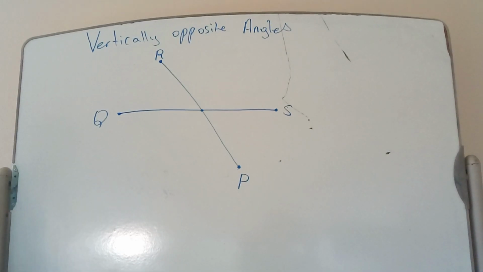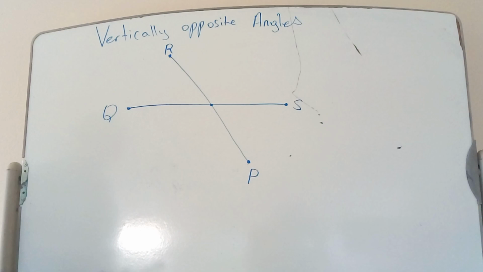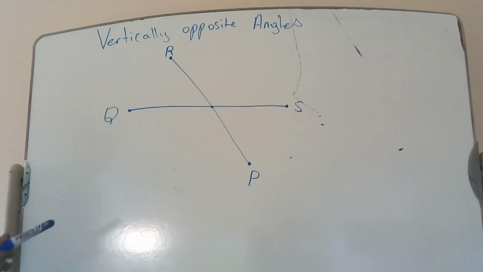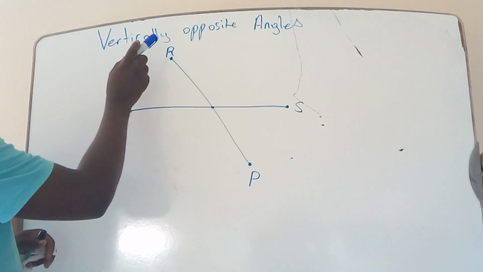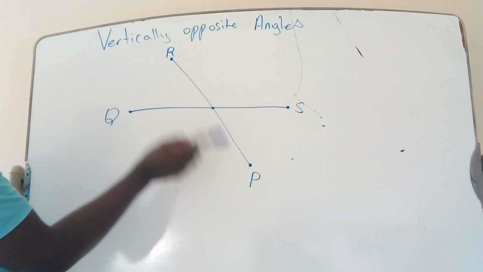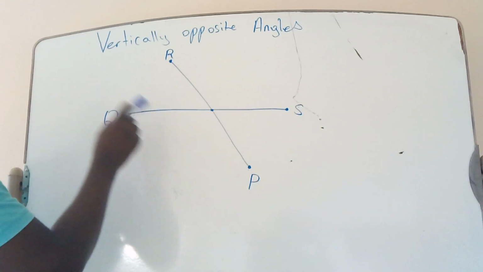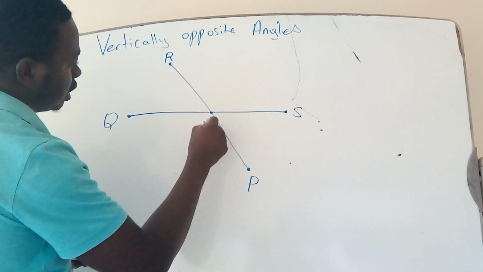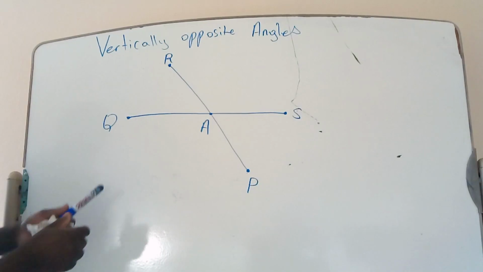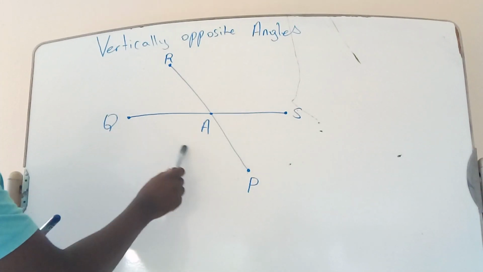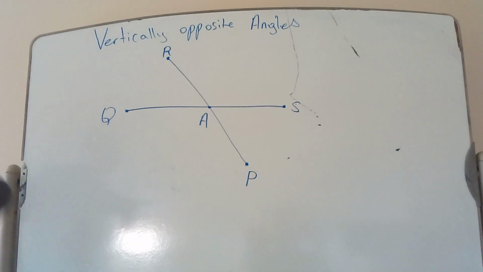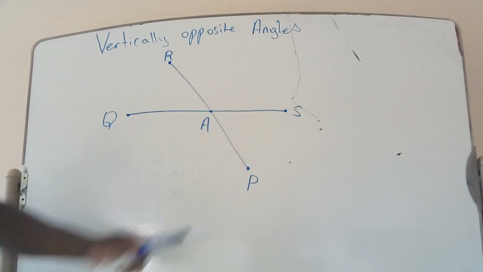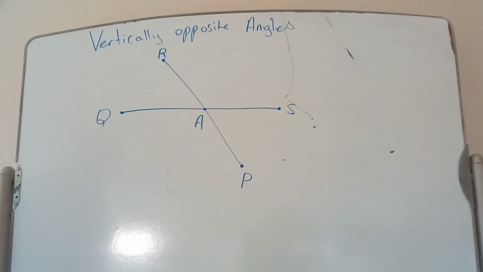So here on the board, we have a diagram with two line segments intersecting each other. Now, let's say that the line segments PR and QS intersect at a common point which we call A. So right here where they intersect each other is point A. Now, you would have noticed that 4 angles are formed, which is 1, 2, 3, 4. But each angle has a name.